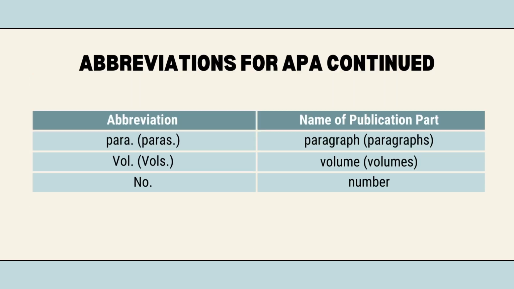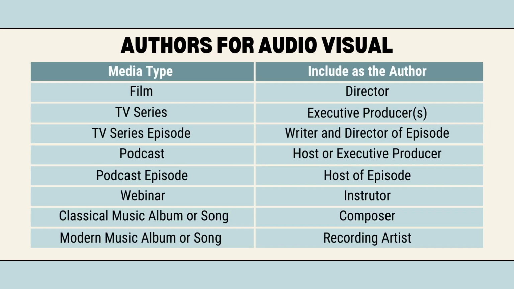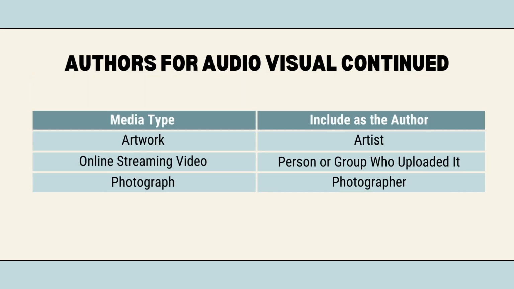And here are abbreviations continued. There is also a difference in APA for authors of audiovisual materials, which is listed here. This shows who would be considered the author for a specific media type. Here is that list continued.